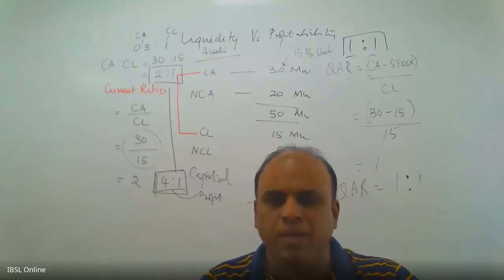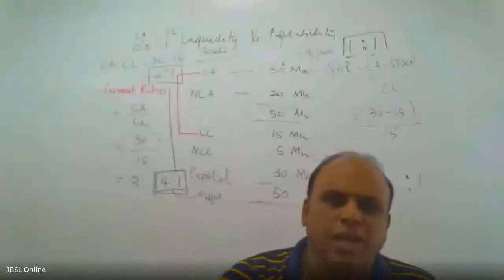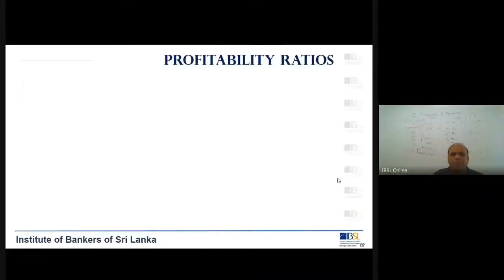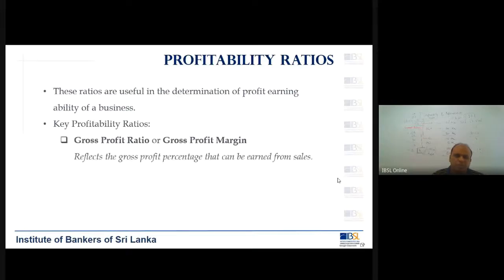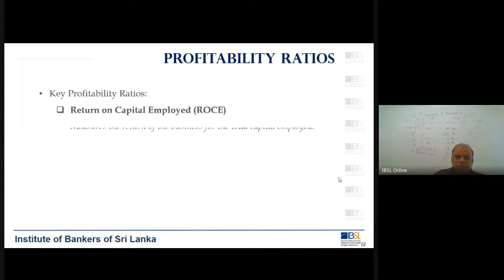Okay, going back to our slides. So this is what liquidity ratios are, current ratio and quick asset ratio. Then we look at the profitability ratio. So profitability ratio is basically to look at how effective your profitability is.